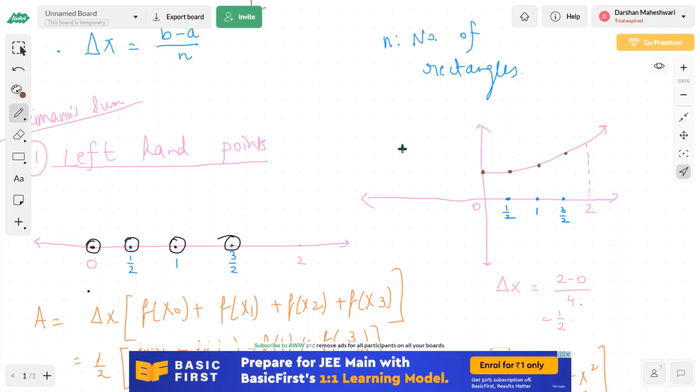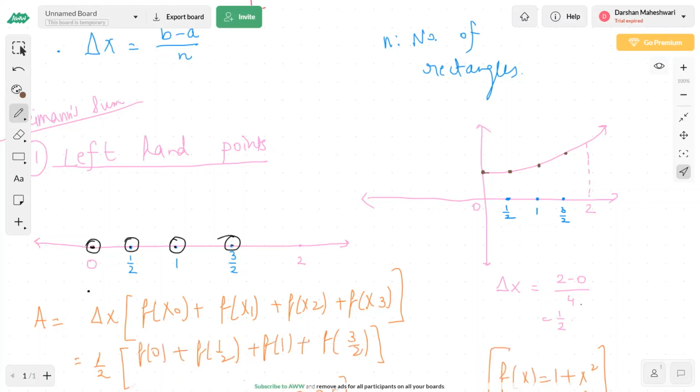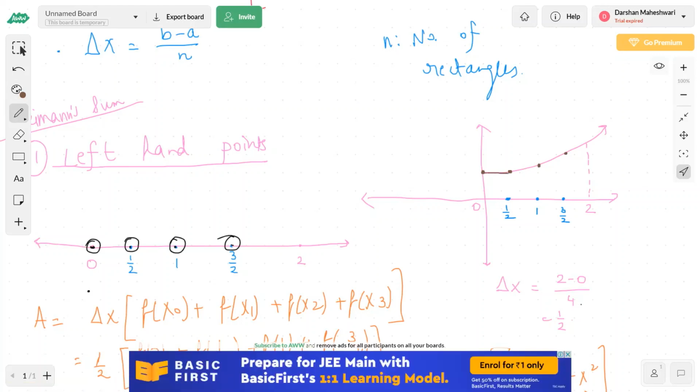In order to make rectangles, start from the left, go towards the right with a straight line, come to the next point and then come down. This is the first rectangle. Likewise, start from 1 over 2, go over to the right, stop at 1, go down.